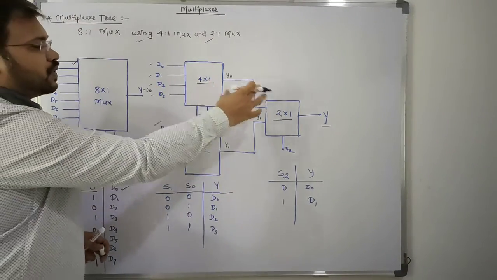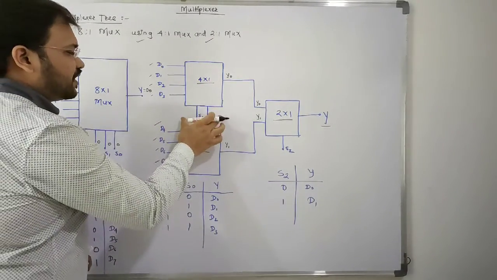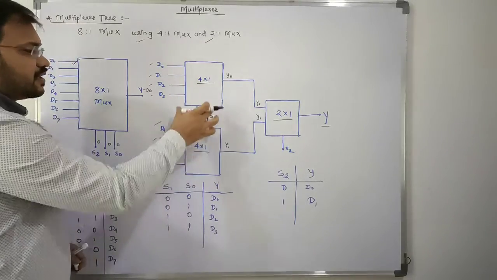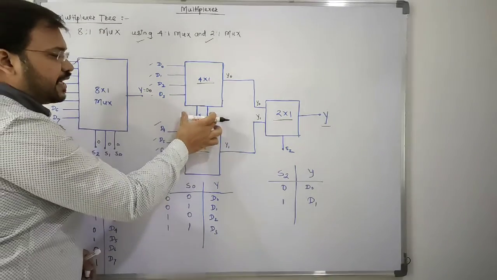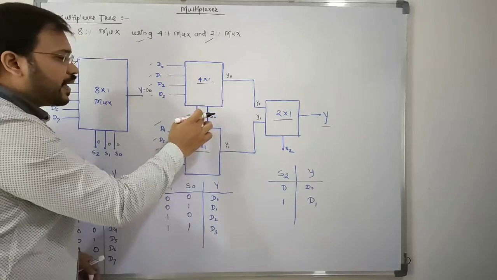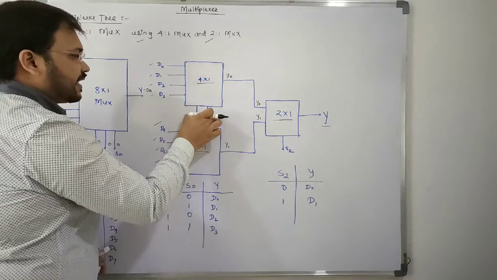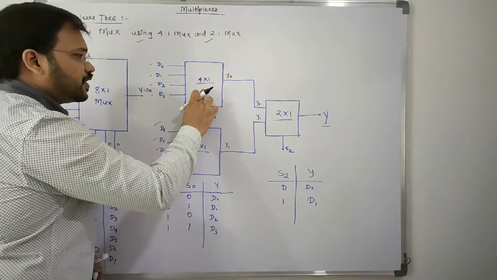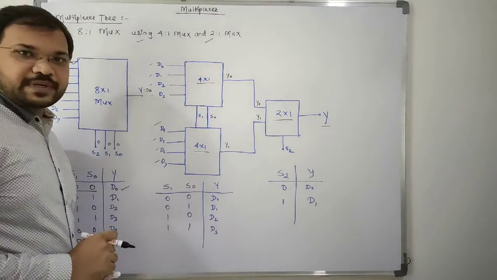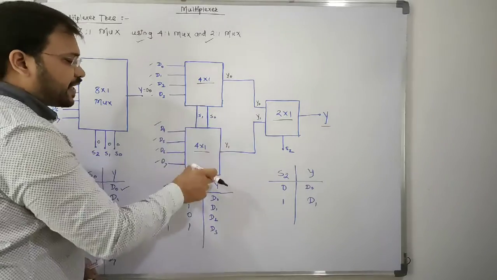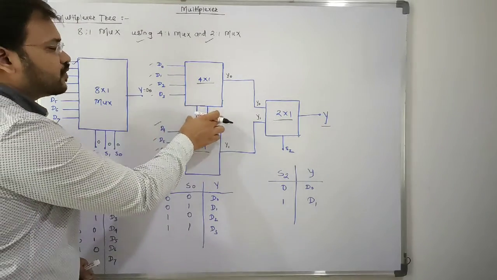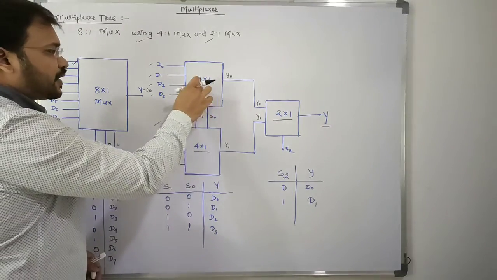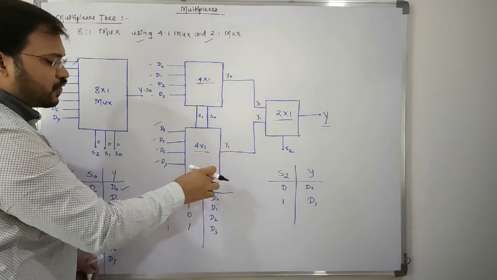But in this case, if we convert from 8 is to 1 to 4 is to 1 and 2 is to 1, we have 2 select lines. If you see the connection point of view, S0 and S1 are the select lines. These select lines are common for the first 4 is to 1 multiplexer and the other 4 is to 1 multiplexer. You can also draw them separately, that is S1 and S0 for the first and S1 and S0 for the second also.